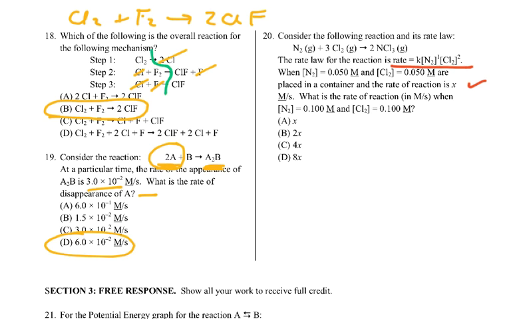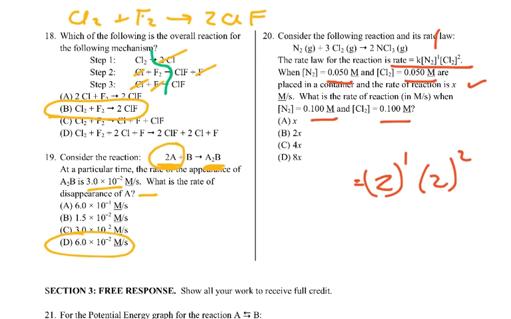Well, this is kind of a math problem now. So what are we saying? We're saying that N2 is to the first order, and what have we done? For N2, 0.05 has changed to 0.1, so we have doubled that concentration. So it's doubled, but it's to the first power. And my chlorine has gone from 0.05 to 0.1. It is also doubled, but this is to the second power.